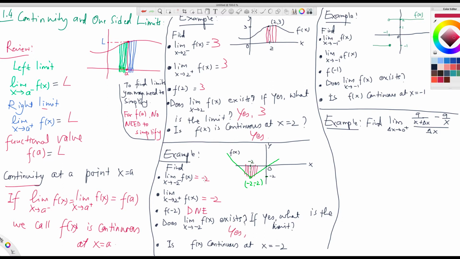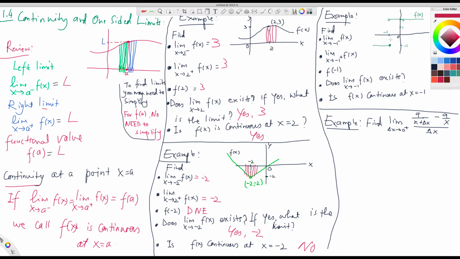And what is the limit? Since the heights from the left and right are both equal to -2, the limit is -2, but the function is not continuous. Why? Because the left limit and right limit, and the functional value are not equal. So the answer is no. Okay. Let us look at this example.